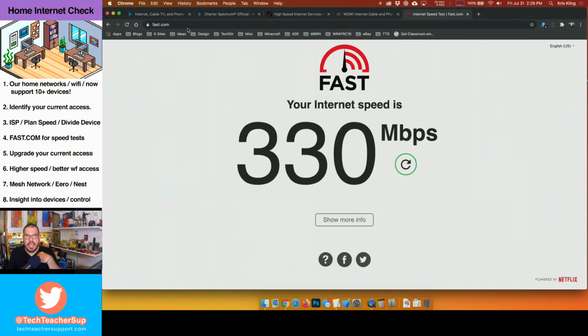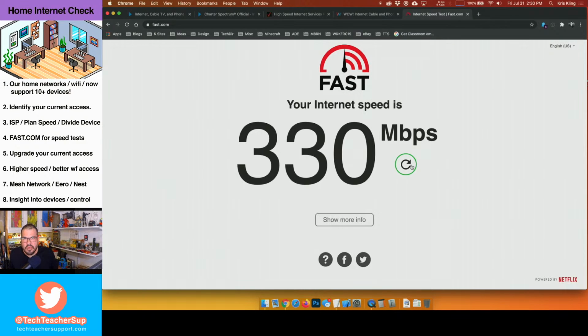But let's say I was paying for 500 megabits, but I'm only getting 330. That may be for a couple of reasons. There may be other people in the house doing work right now that are using the bandwidth. There may be, your doorbell and your thermostat are using your bandwidth right now. So you probably will not get all 500, but you'll get close, hopefully. If you're paying for 500 and this were to say 20, you'd have a big problem. But make sure that fast.com tells you the speed that you're paying for.